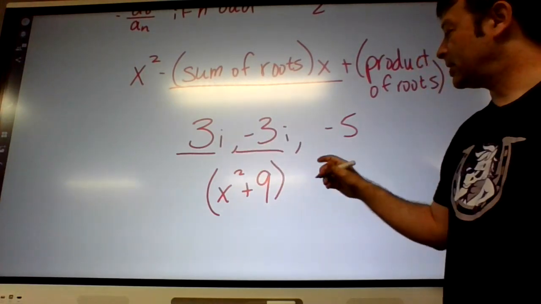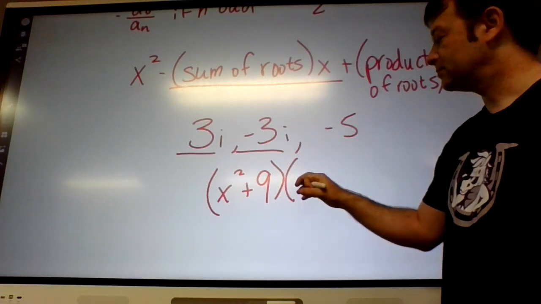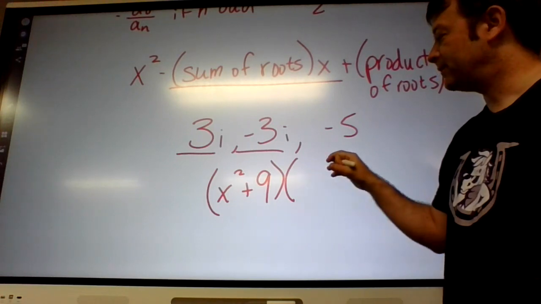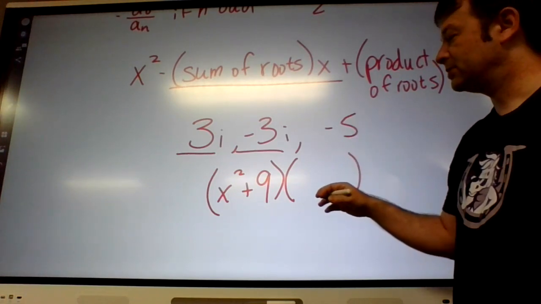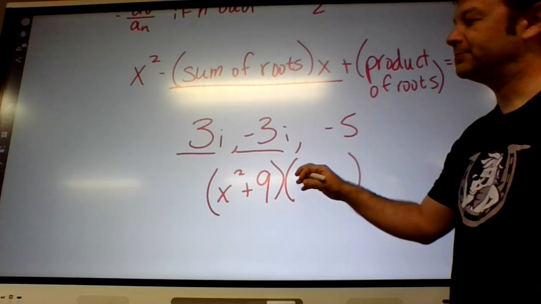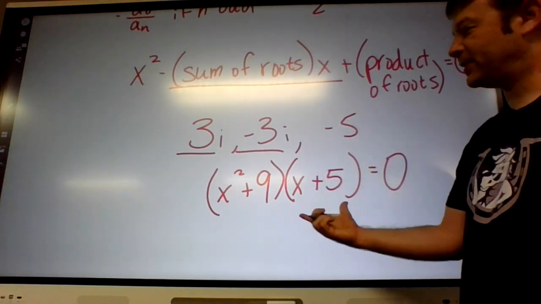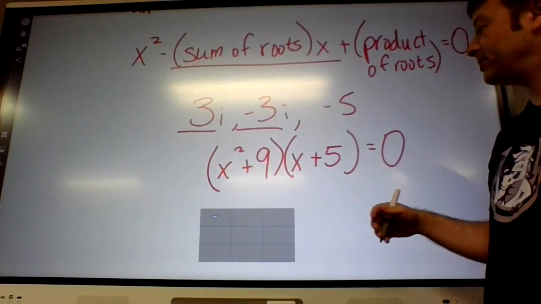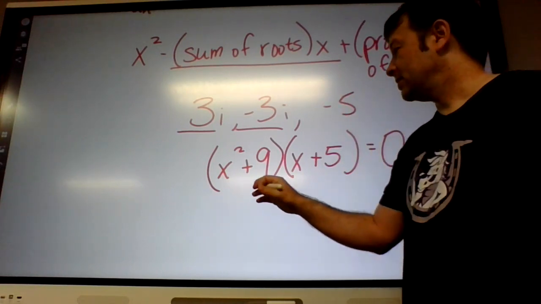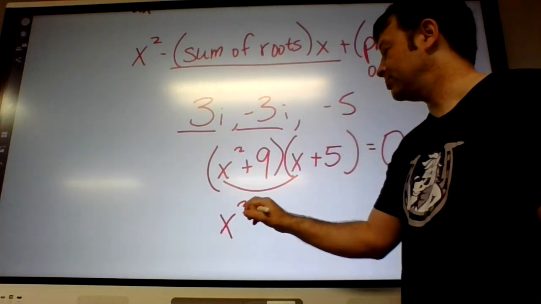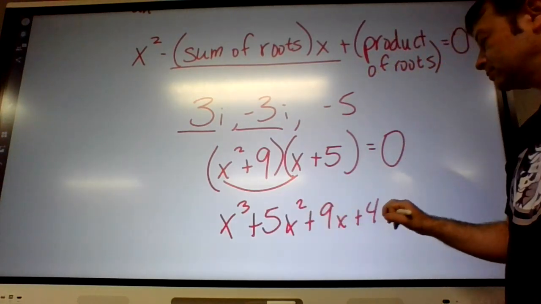Okay, if -5 is a root, what else is a factor though? If -5 is a root, what else is a factor? X plus 5. Okay, these are called factors. Factors multiply. That's good. Anyways, and then we can just FOIL these together. What's the result? x cubed plus 5x squared plus 9x plus 45.